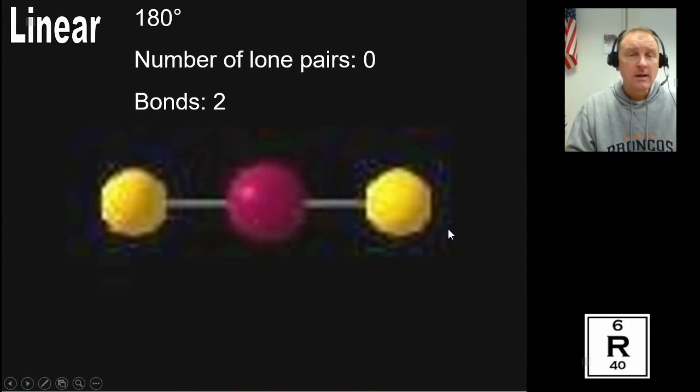So let's talk about some different shapes. The first one is if we have 0 lone pairs and 2 bonds, this would be a linear shape. Now, pay attention right now. The bonds can be single bonds, double bonds, or triple bonds. It doesn't matter. It's just how many things are bonded. If there are 2 things bonded, that is linear, and it would be a 180 degree angle. That would be the furthest you could get these groups of electrons from each other, 180 degrees. It would be a line. You could put that on your paper, it would make sense.